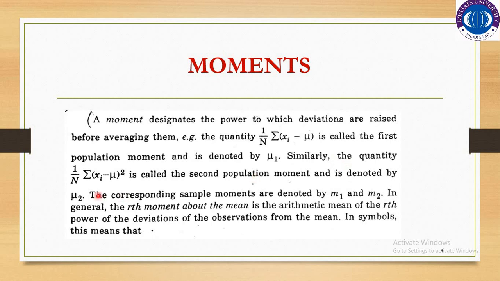Similarly, the quantity 1 over N summation (x minus mu) whole square is called the second population moment and is denoted by mu2. The corresponding sample moments are denoted by m1 and m2. Mu1 and mu2 are population moments and m1 and m2 are sample moments. In general, the rth moment about the mean is the arithmetic mean of the rth power of the deviations of the observations from the mean.